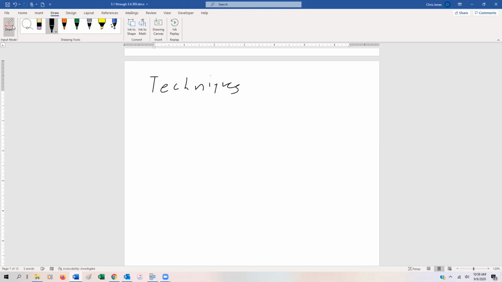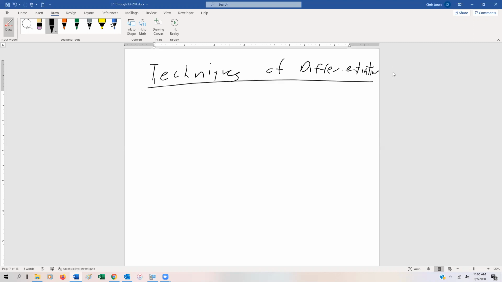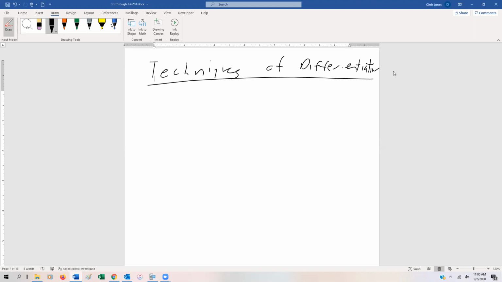And this is one of the most important sections in the course, the techniques of differentiation. What this tells us is that we're able to find the derivative very easily. So just a few really basic rules: if we have our function, that's going to lead us to the derivative of that function.